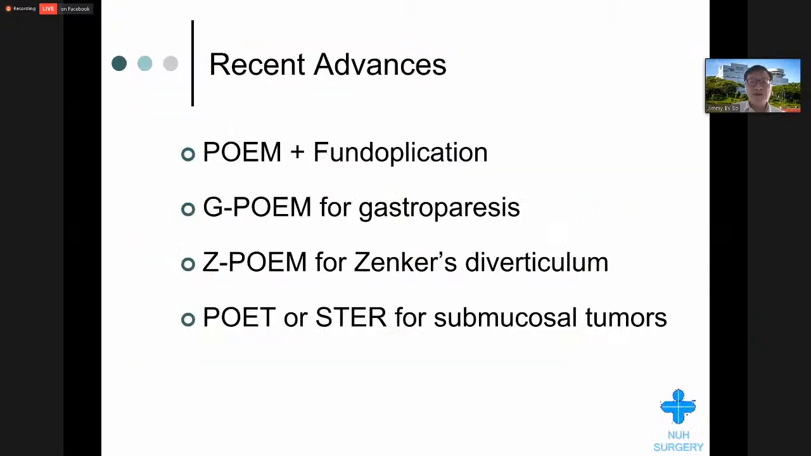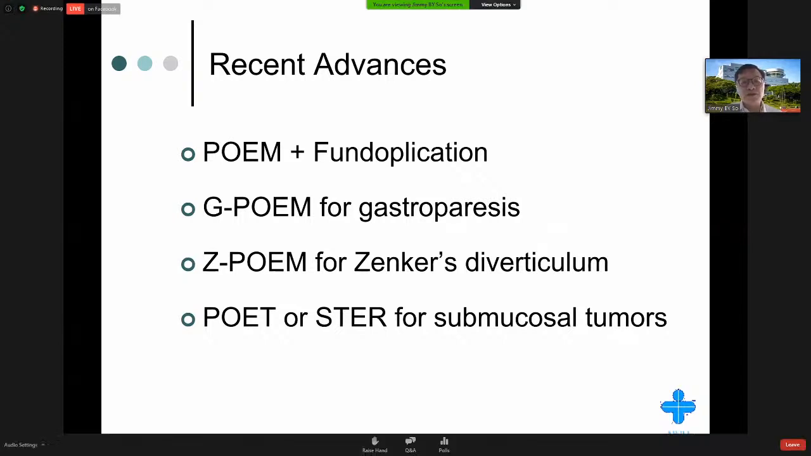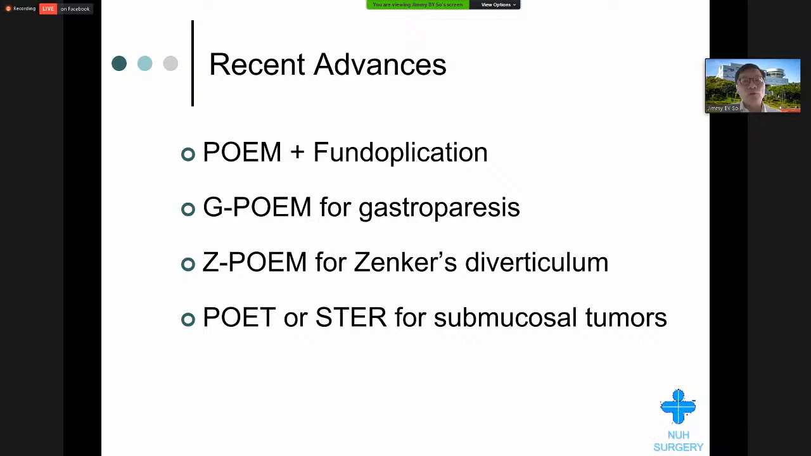Some of the recent advances: as we mentioned, one of the issues of POEM is reflux. Therefore, Professor Inoue has developed this procedure, POEM plus F, or fundoplication. I think Philip will talk a bit more about this procedure. As far as I know, the procedure is still evolving, but this is certainly some good news for people who have the complication of reflux.